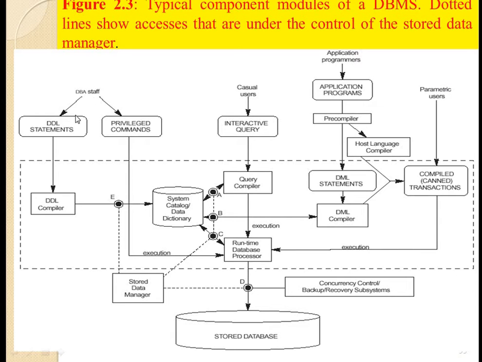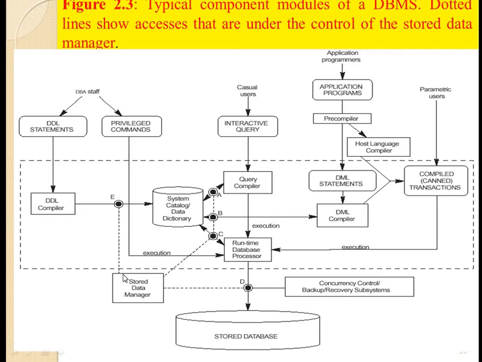For example, the DBA is responsible for creating the DDL statement which enters the DDL compiler. That means these statements act as input for the compiler, which processes and transfers the request to the stored system catalog or data dictionary. Finally, it is stored in the stored database. Similarly, the second approach for which the DBA works is the privilege command. The DBA specifies the privilege command which is needed by the runtime database processor to store the respective values.